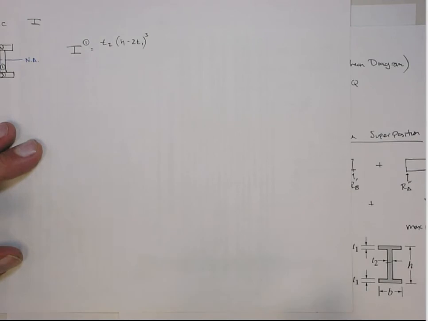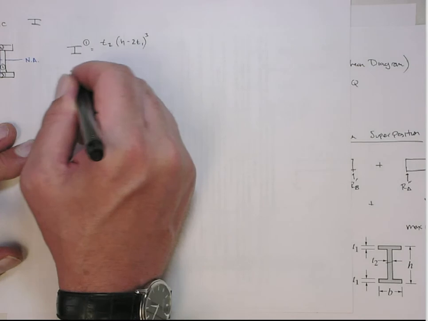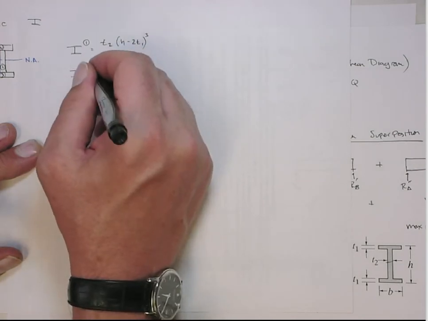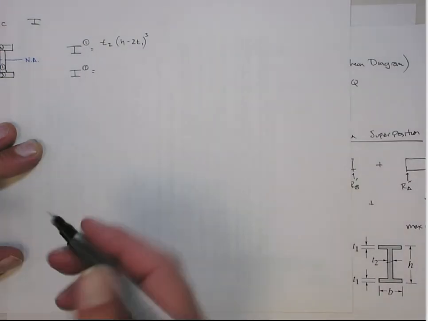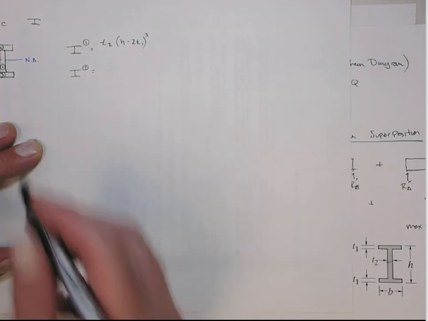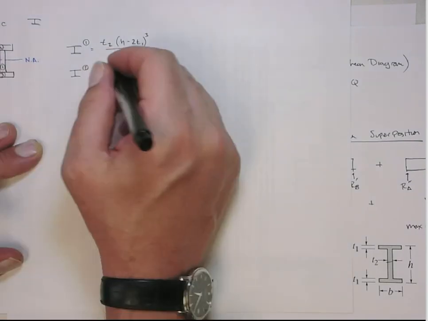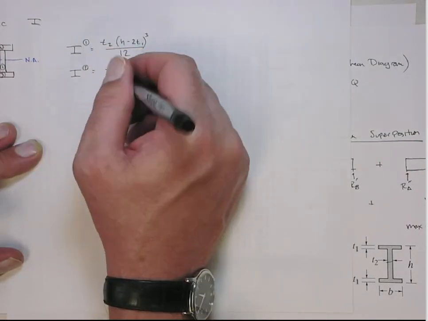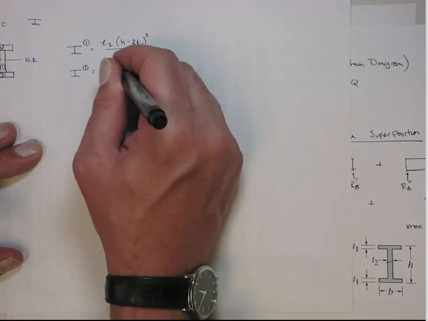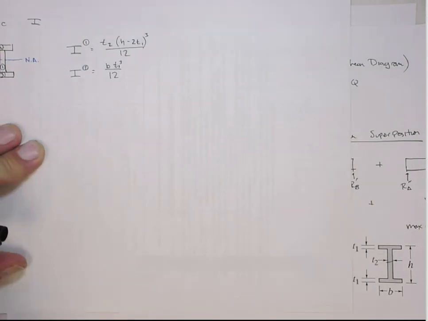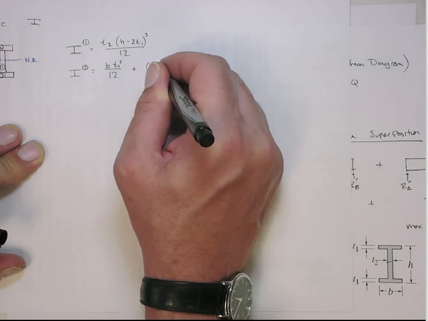If I work that way, it's a little better. All right. The I of section 2 is going to be the I of itself around its centroid. Then we'll have to use parallel axis to shift it, right? So its I is going to be 1/12 base, the base is B for the flange, and then the height is T1 cubed. Now we have to shift that by parallel axis. The area is going to be B times T1.